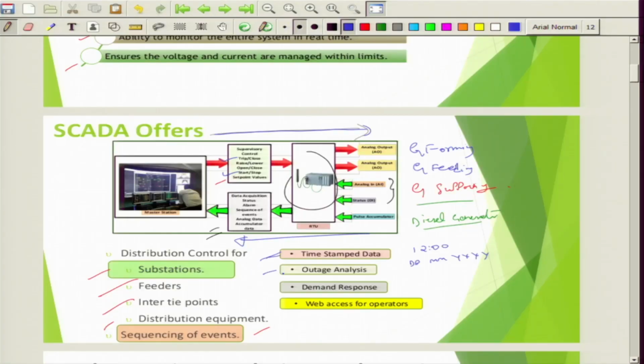And there is also outage analysis. If there is a fault or if there is a disconnection of a line, then you will get to know the main reason for the disconnection based on the data being collected. So outage analysis is carried out, and demand response.